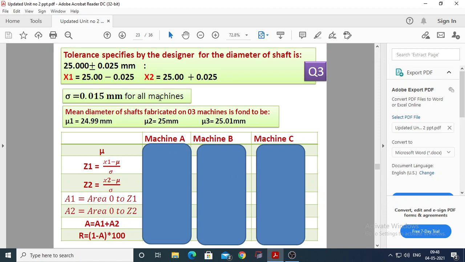Then the next example, can you try to solve it at home?